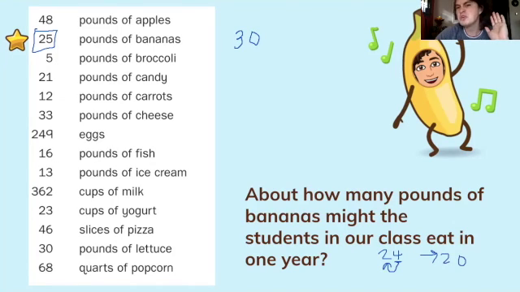So we'll say we have about 20 students in our class. And every student eats about 30 pounds of bananas. Let's use yellow instead of blue. So every student eats about 30 pounds of bananas, and there's about 20 students in the class. So we would do 30 times 20.